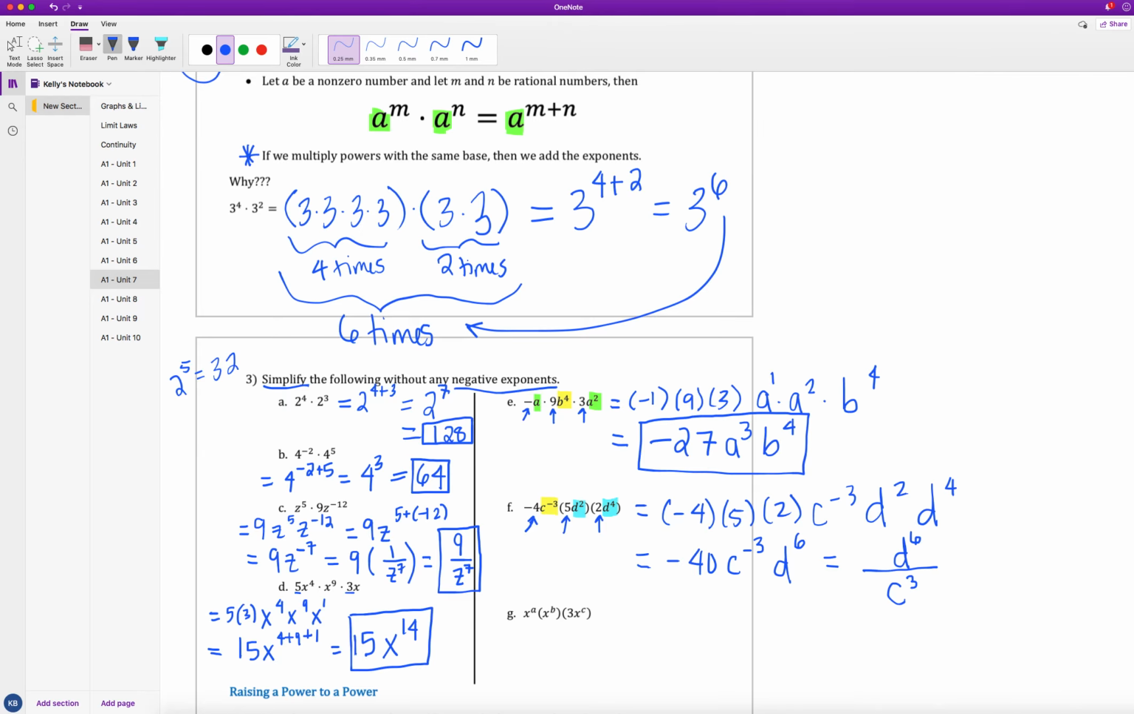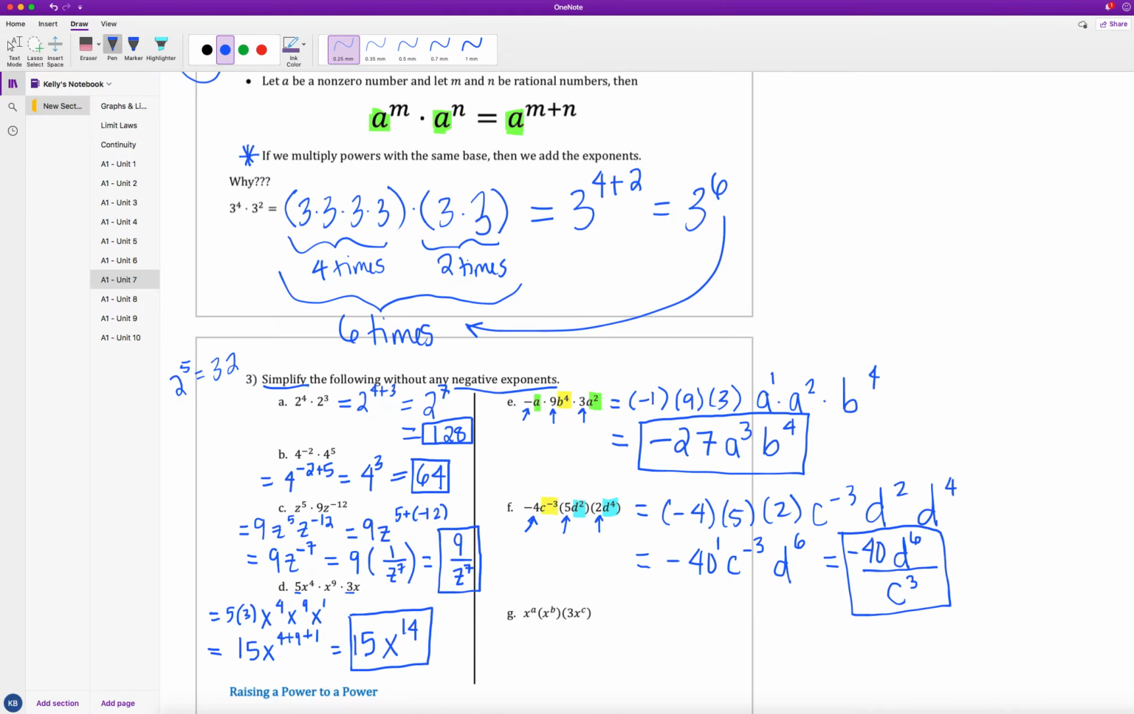But what do you guys think about the negative 40? Will that stay in the numerator or will it move down to the denominator? In this case, the only way I can move something to the denominator is if it has a negative exponent. Now, 40 itself is negative, but its exponent is technically a positive 1, which means no, it will stay in the numerator. So I'll get negative 40 times d to the 6th all over c to the third. It's really tempting when that coefficient is negative to want to move it to the denominator, but it all depends on the exponent. And if the exponent is positive, it stays where it is.